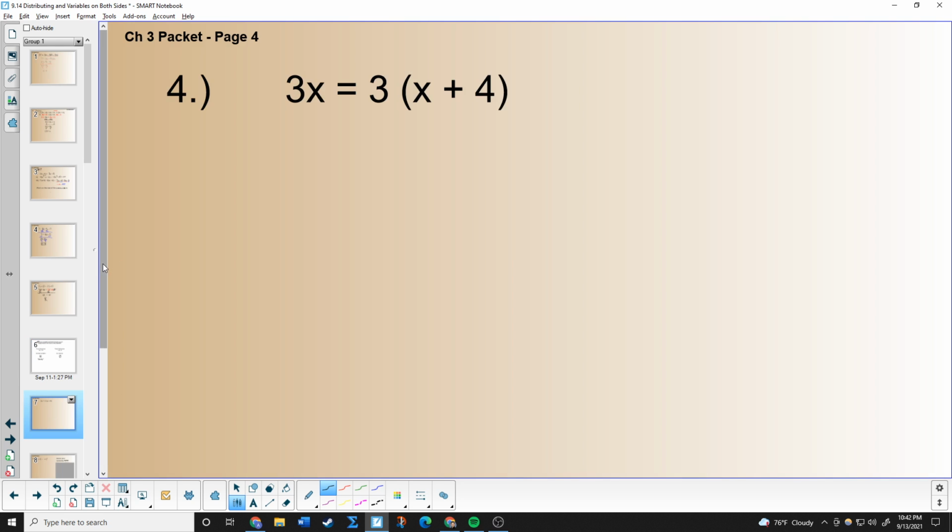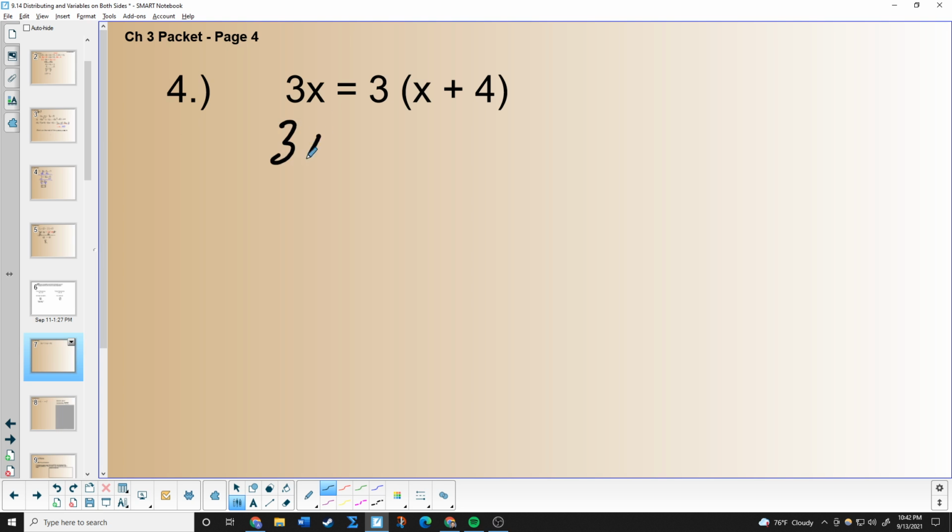All right, let's go ahead and take a look. I think I have 2 more for us. Yes, I do. So this is number 4 on that page 4. Feel free, you can solve it on your own and then unpause the video to see me do it. So we'll have 3x is equal to 3x plus 12. All right, let's move our variables to one side.